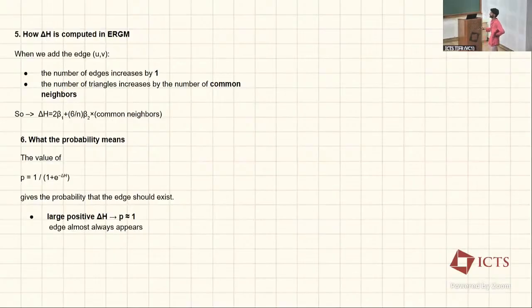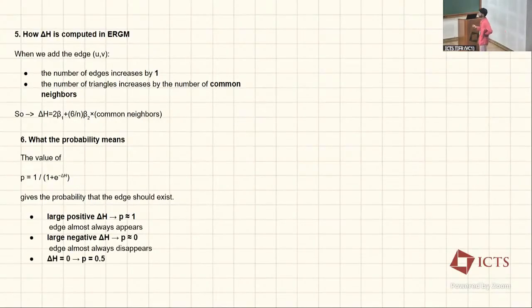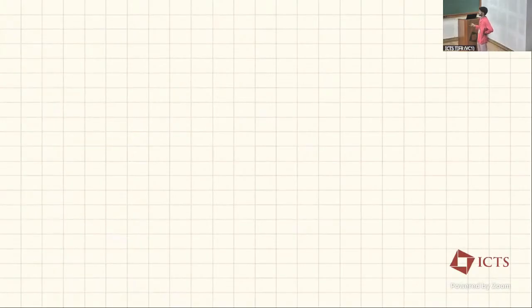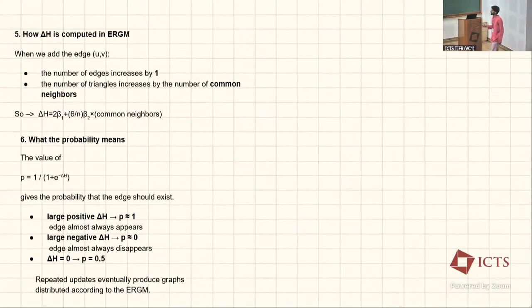If delta H is large positive, then your probability is 1, which means the edge will almost surely be present in that graph. If it is negative, then there is very little probability that it will be there in the graph, and if it is in between, it's about half probability that it will be there or not. We do this enough times, and then eventually we reach the desired distribution. So now we know the construction of the algorithm for the graph.